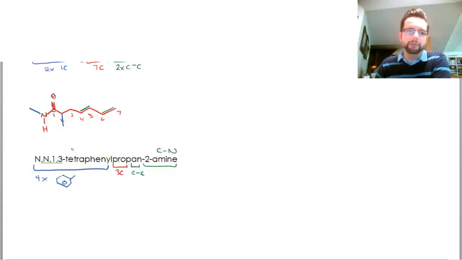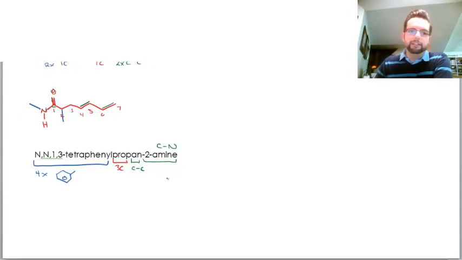So let's draw this out. Let me draw my parent chain first. Prop. Got 3 carbons. 1, 2, 3. Let's number them. 1, 2, and 3. They're all carbon-carbon single bonds. Great. I now have a carbon-nitrogen, right? My amino group is going to go right here on the second carbon. So there, N. No, I'm not going to put NH2 there because I don't know what else is attached to that nitrogen right now.